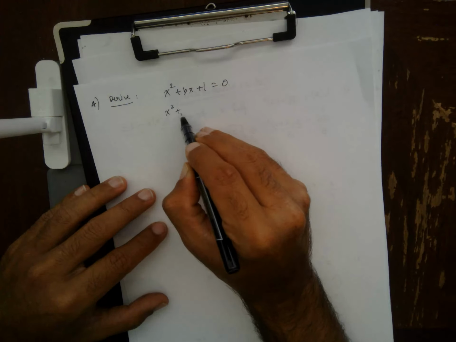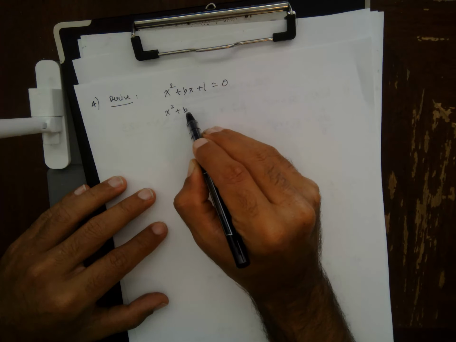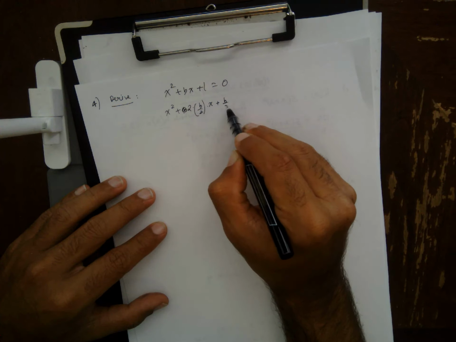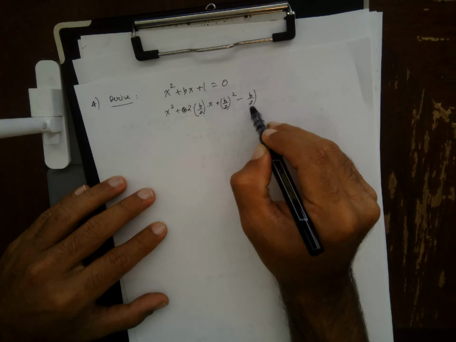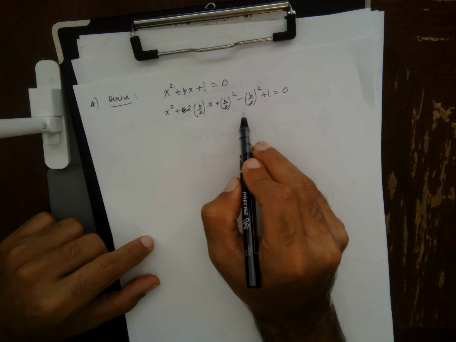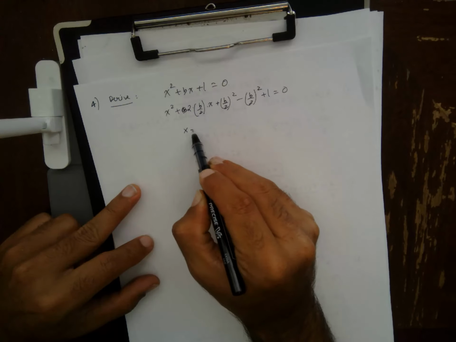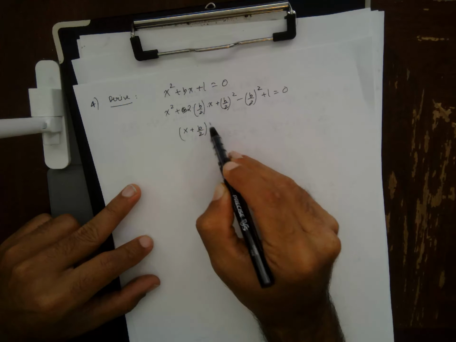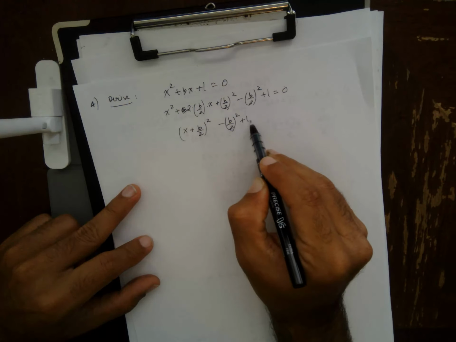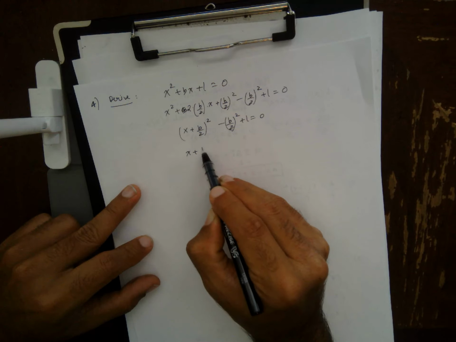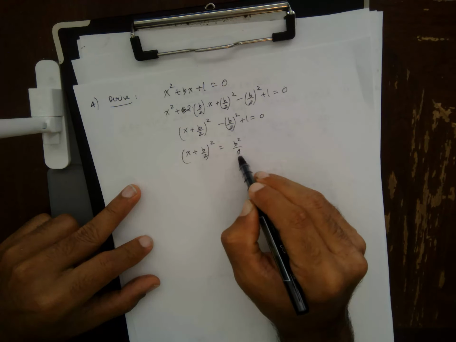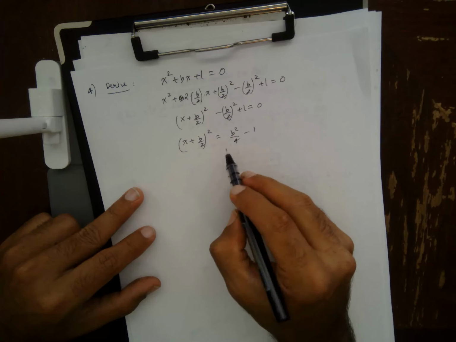So I'm going to write this as plus 2 times b over 2 times x plus (b over 2) squared minus (b over 2) squared plus 1. Again, already knowing that this is going to help me write this as (x plus b over 2) squared minus (b over 2) squared plus 1 equals 0. In addition, which then becomes this, b squared over 4 minus 1, which I take the square root of.